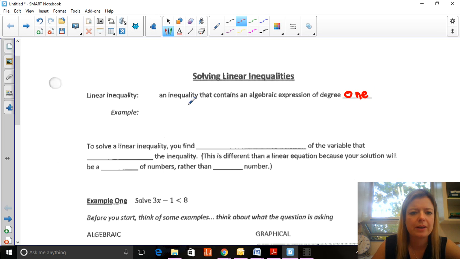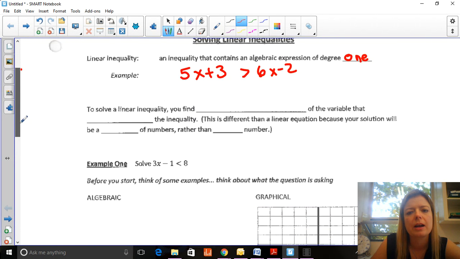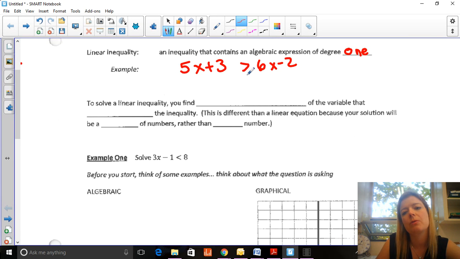So for example, 5x plus 3 is greater than 6x minus 2. So we need to think about what the differences are between an inequality and an equality. Well, let's think about it. If this was 5x plus 3 equals 6x minus 2, you would only have one solution. You could rearrange and get the one solution that would make those two equal. But 5x plus 3 greater than 6x minus 2 has a whole range of answers that will be correct. So it has a whole ton of different possibilities up to a certain point. So you need to find what that certain point is.